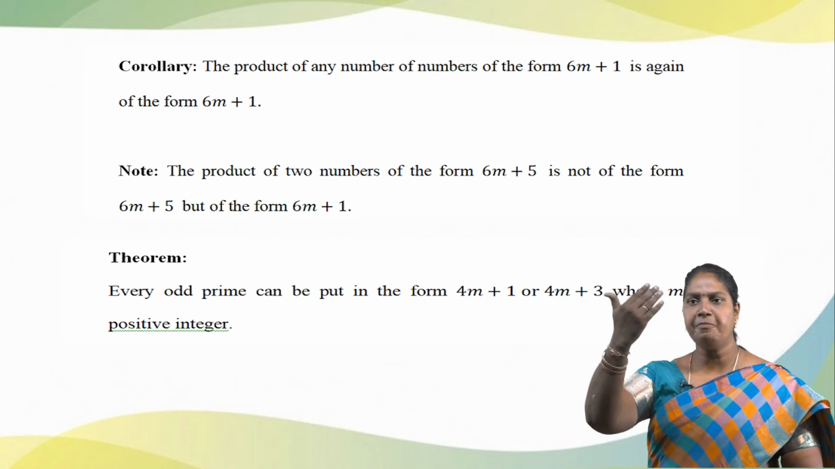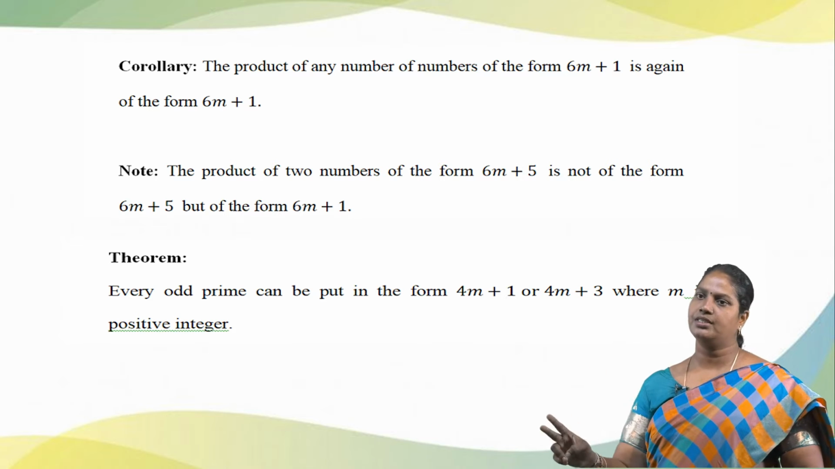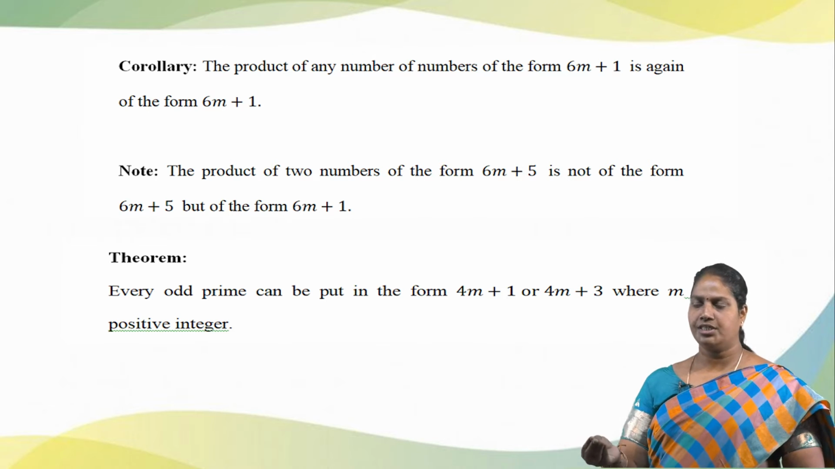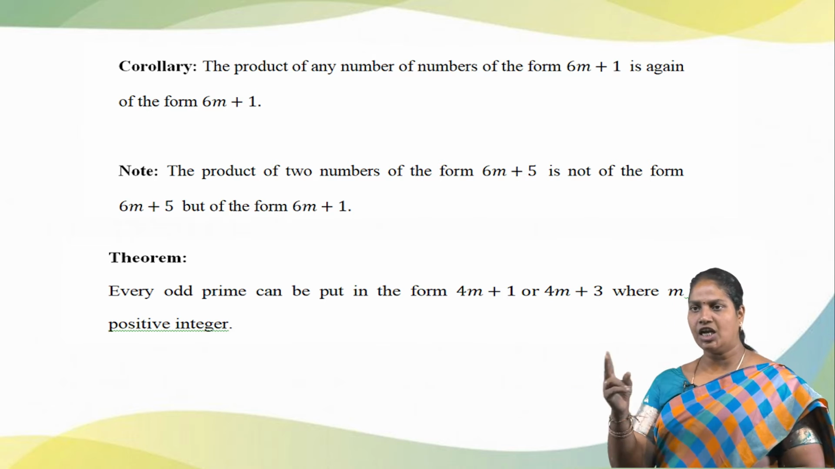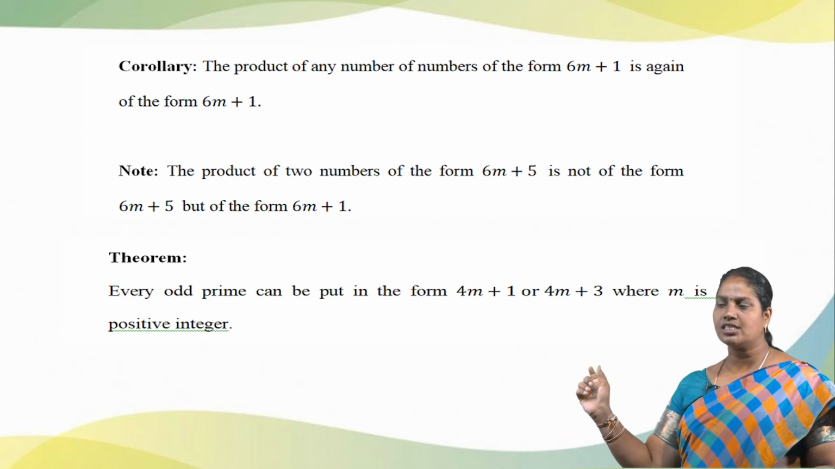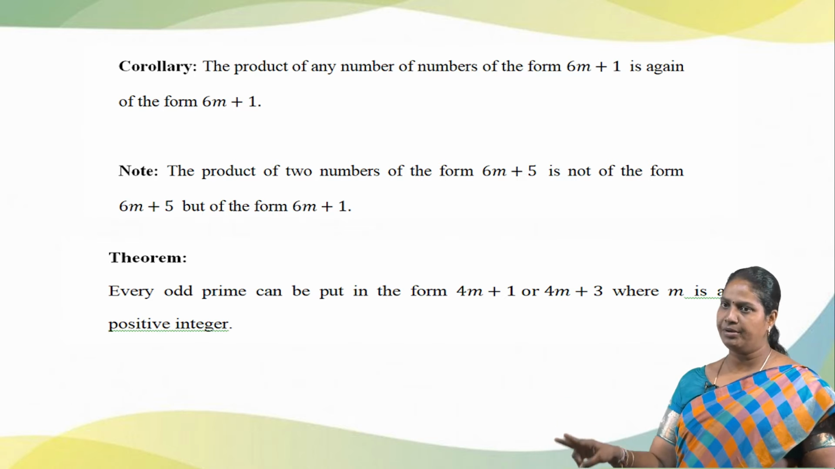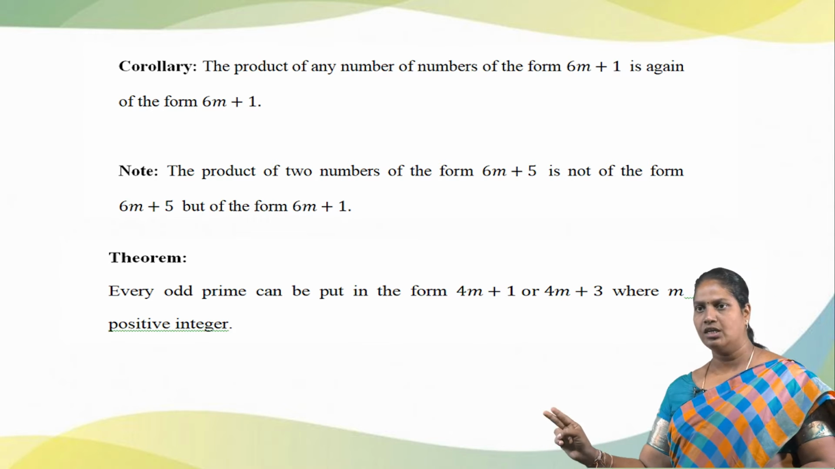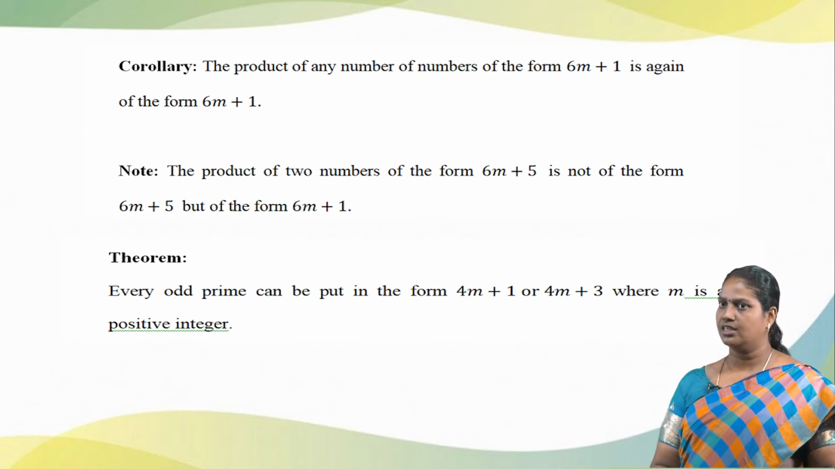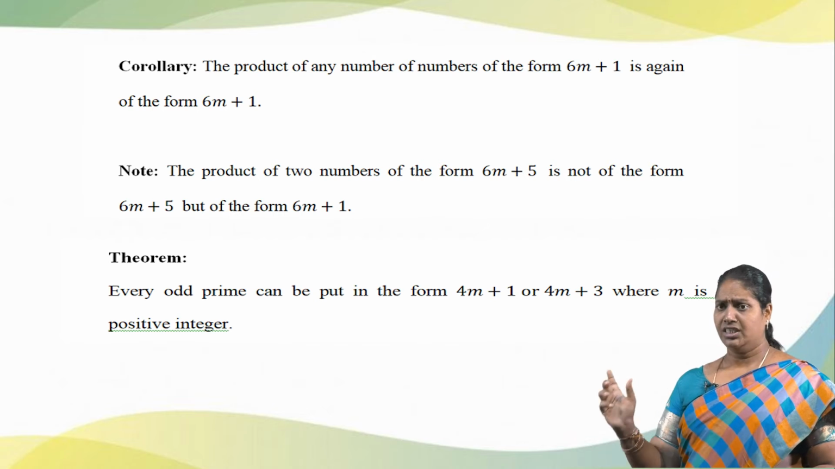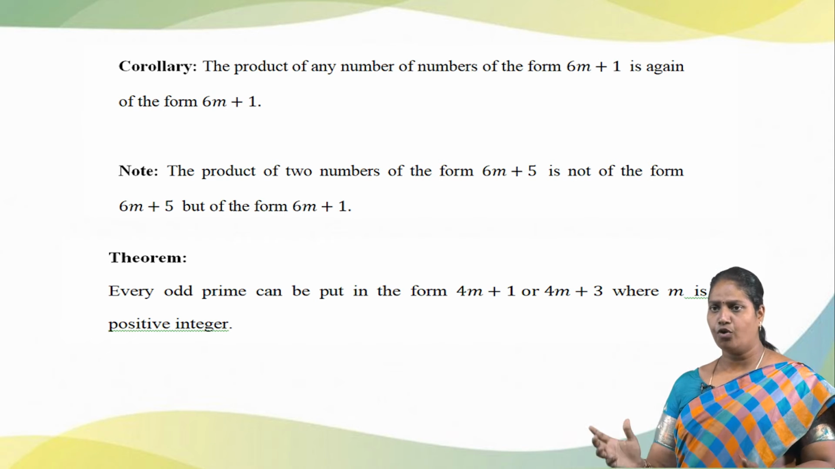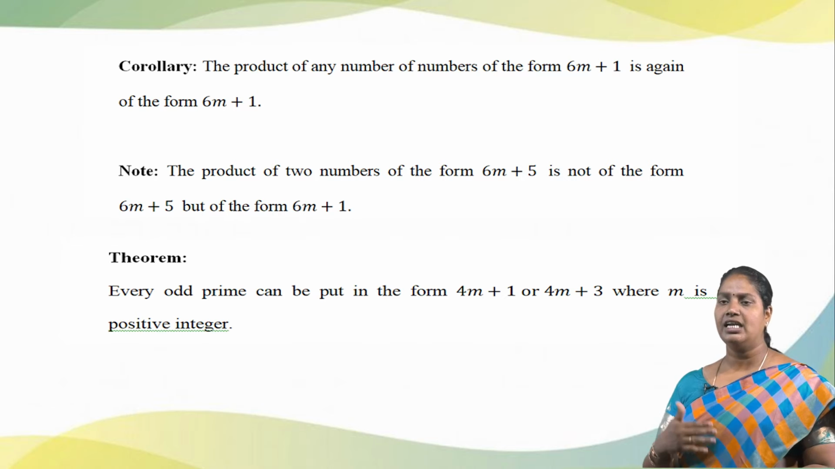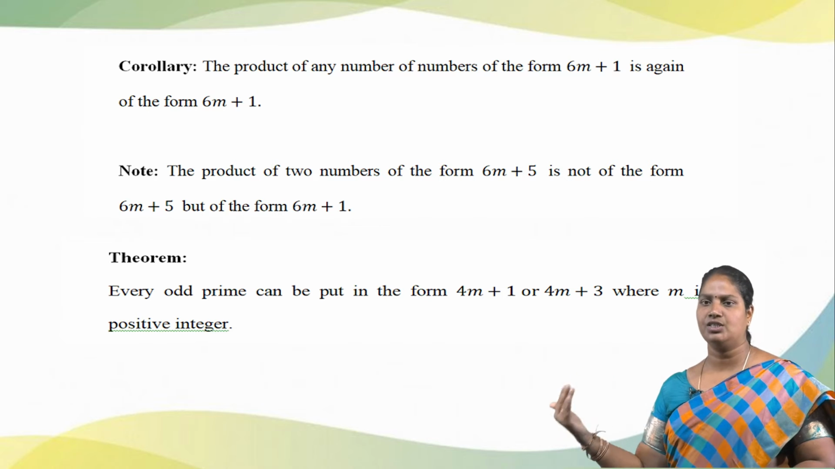By using the same methodology, if we multiply two numbers of the form 6m plus 5, for example 6a plus 5 into 6b plus 5, by calculating we finally get the last number will be 5 into 5, 5 5s are 25, and 25 again can be written as 24 plus 1. So 24 is again a multiple of 6. So it will give a result that numbers of the form 6m plus 5 can be multiplied and give the result in the form 6m plus 1.